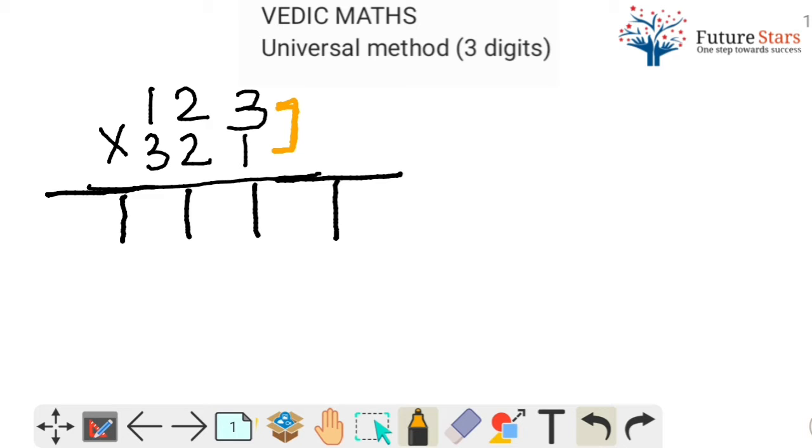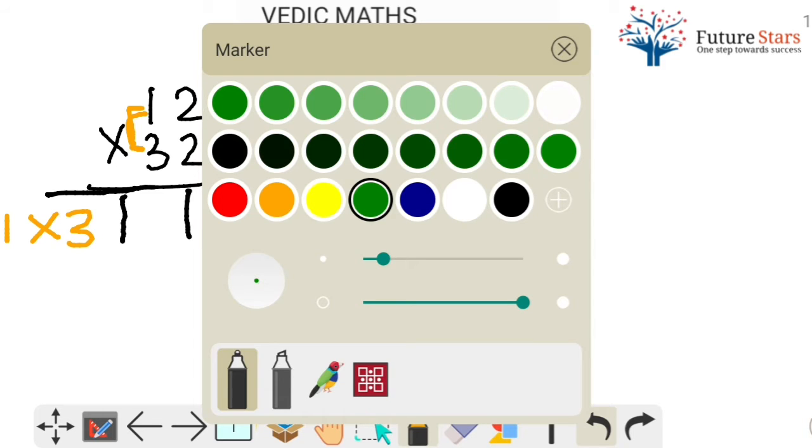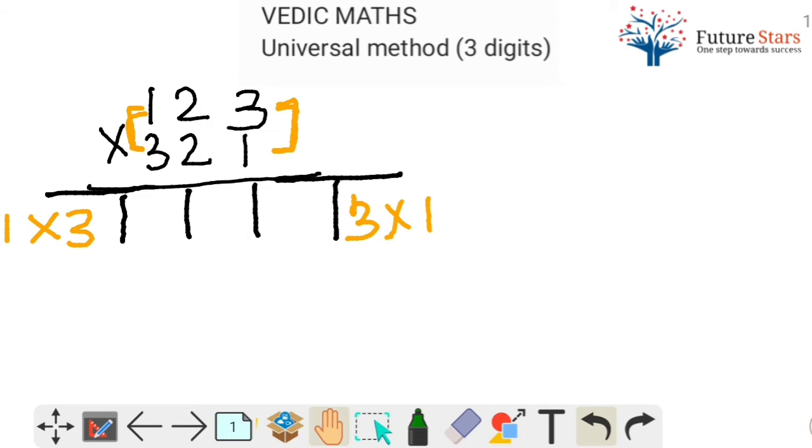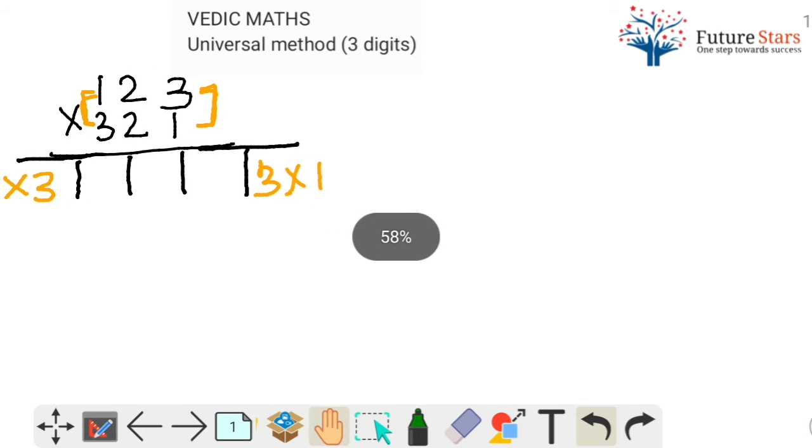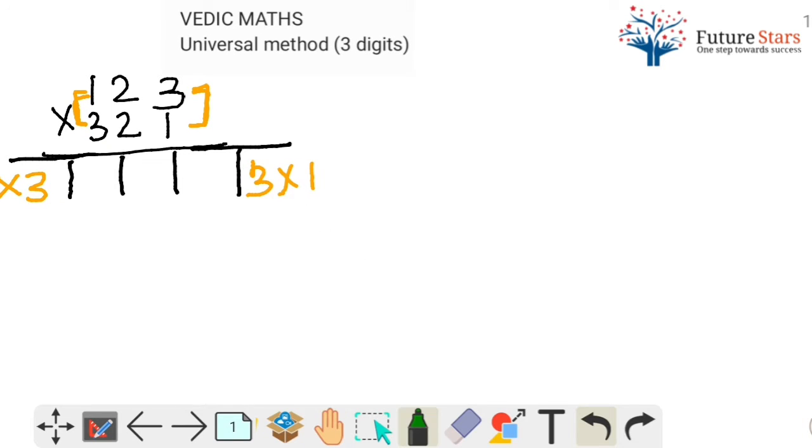Upper and lower number, like 3 into 1 is 3. Now in the first block again multiply first two numbers, like 1 into 3. Now I'll keep changing my pen so that you can see the steps clearly. I'm writing it over here. This is your fifth, 4, 3, 2, 1. I wrote down the blocks.